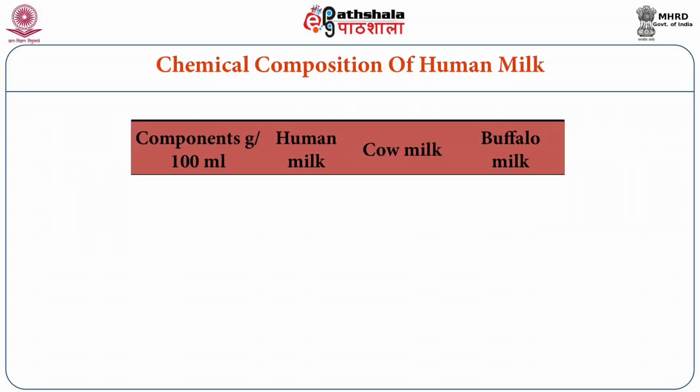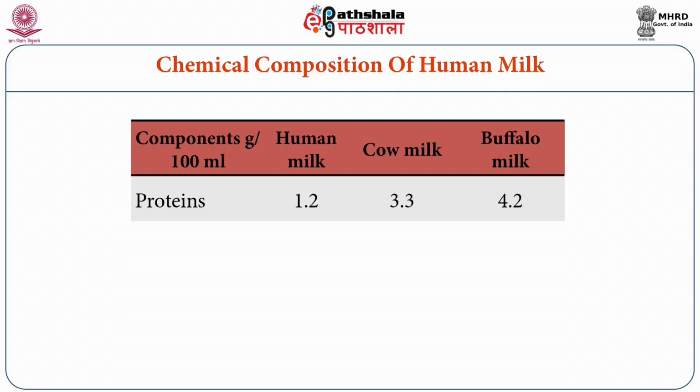Chemical composition of human milk differs from that of cow or buffalo milk. In the next 3 subsequent slides, we will discuss compositional differences in human milk, cow milk and buffalo milk. In this slide, we can see that protein content of human milk is less than that of cow milk and buffalo milk.